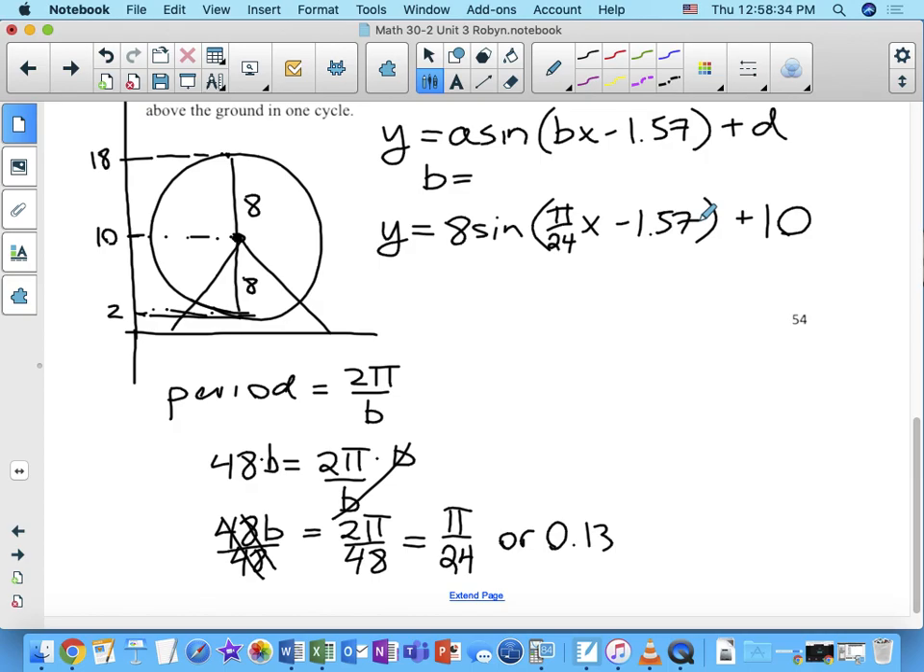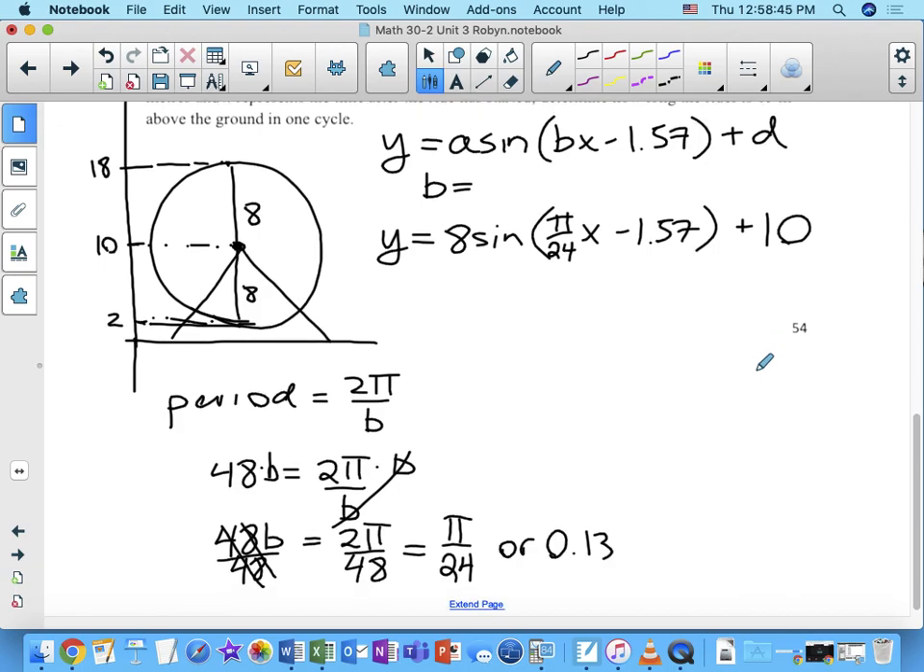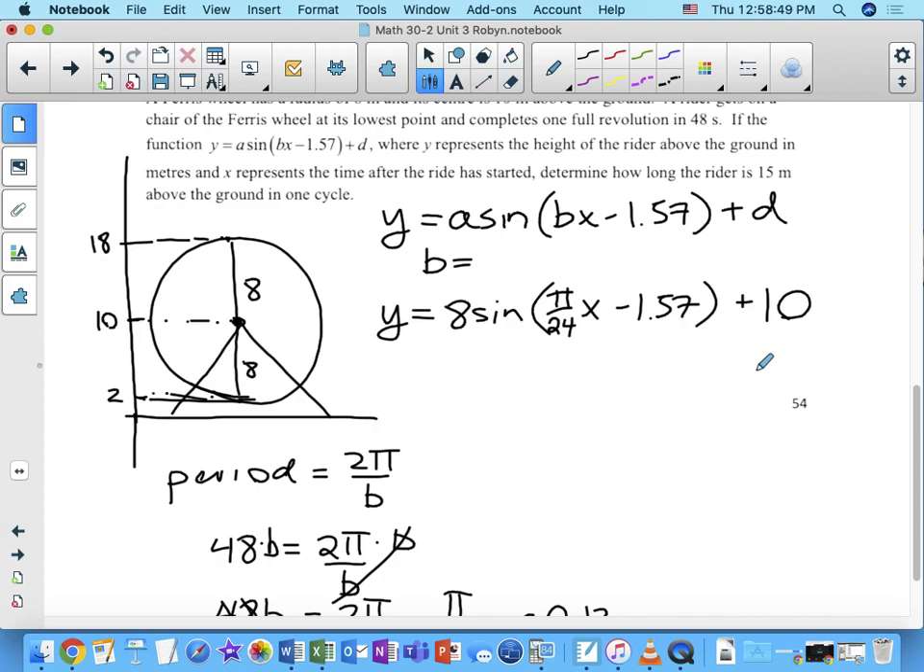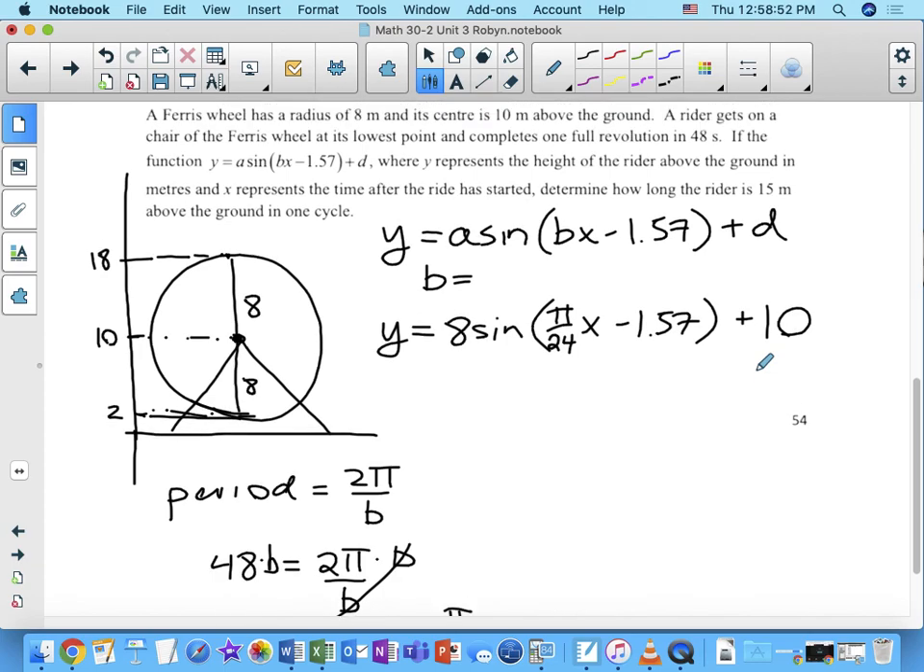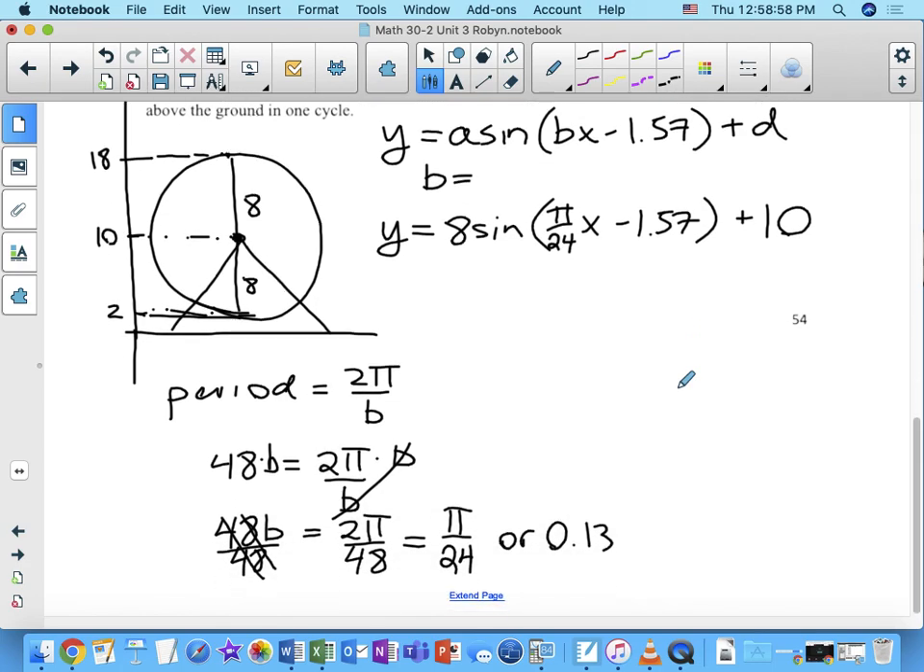determine how long the rider is 15 meters above the ground in one cycle. Now, we're told that the rider, where does the rider start? It says a rider gets on the chair of the Ferris wheel at its lowest point and completes one cycle in 48 seconds. So if we were to draw a picture of this, and we can do that once we have the wheel, right? We have the 2, we have the 10, we've got the 18, and trust me, we're going to graph this on our graphing calculator in a second.